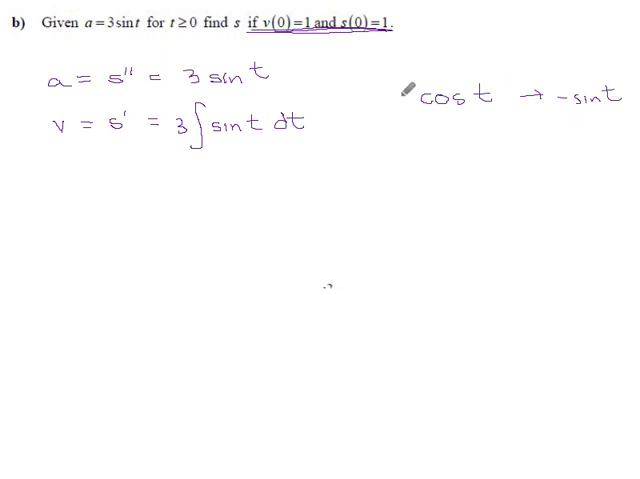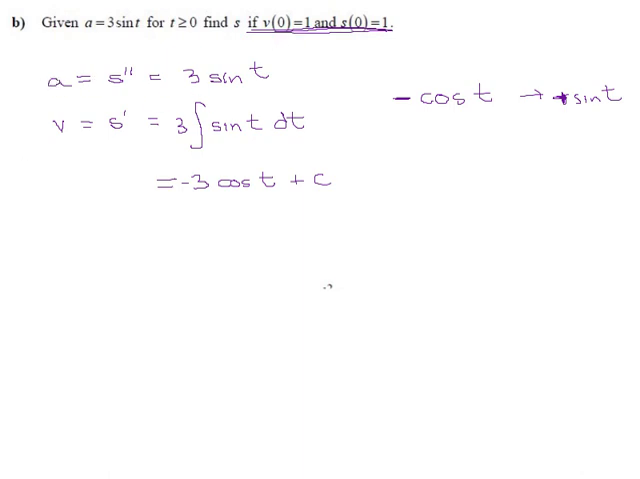So what if we just switch the signs? If this is negative cosine t, then this will also have an additional factor of -1 in it. That would take care of it. So the antiderivative must be negative cosine t. This will be 3 times negative cosine t plus a constant.